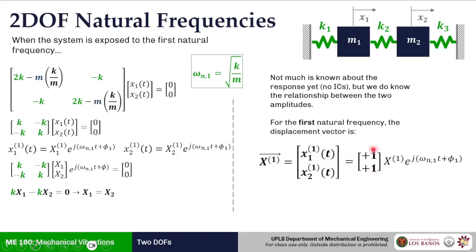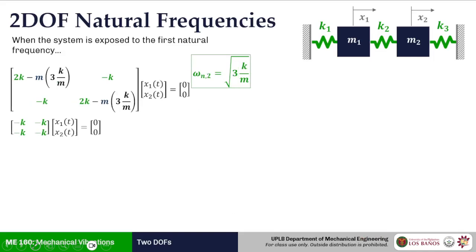Now, what is this plus 1, plus 1 vector? This is our first mode. So for the first natural frequency, this is the associated mode shape. All right, now let's move on to the second natural frequency. If we do the same process, we will actually end up with a very different result.